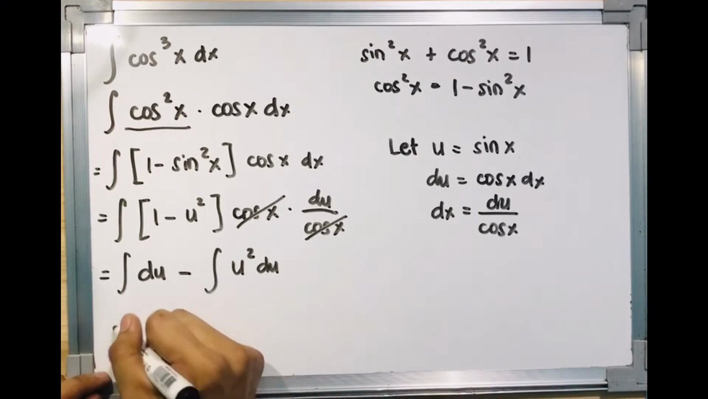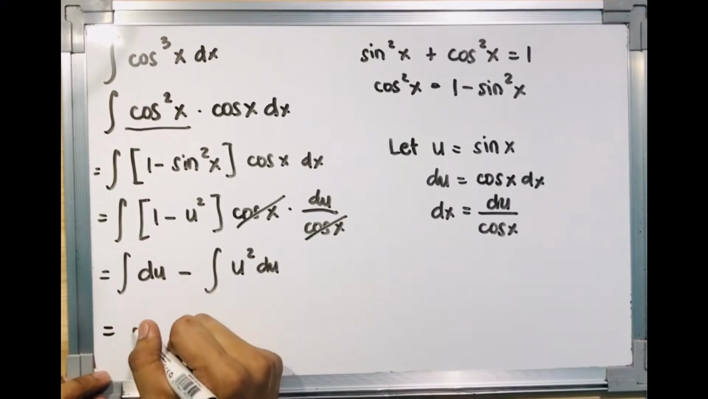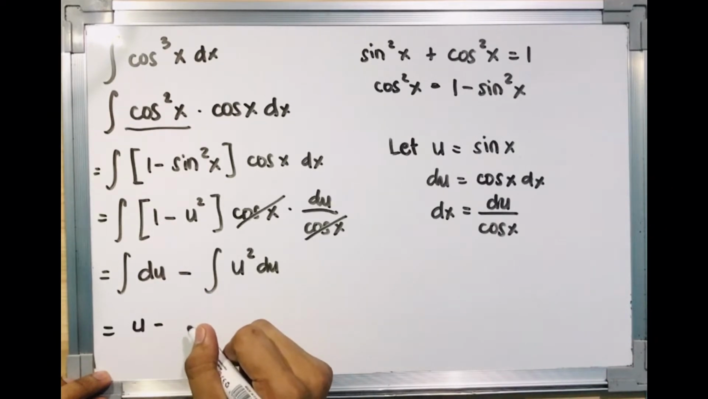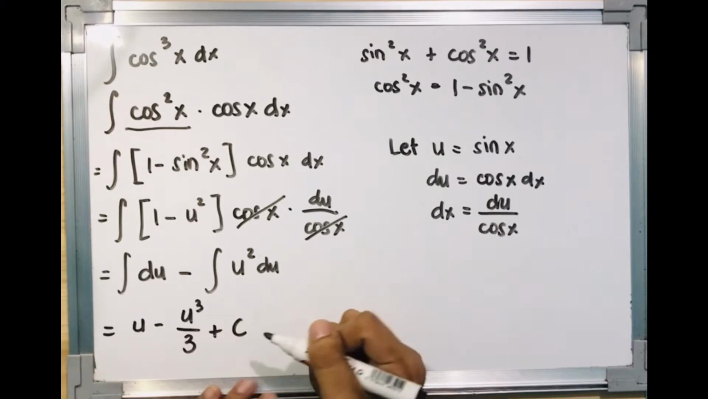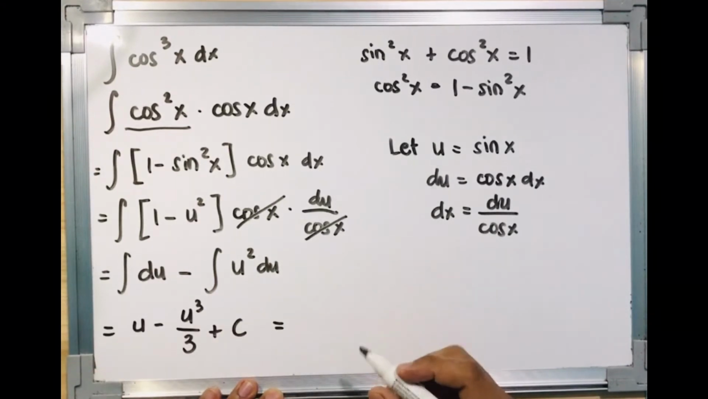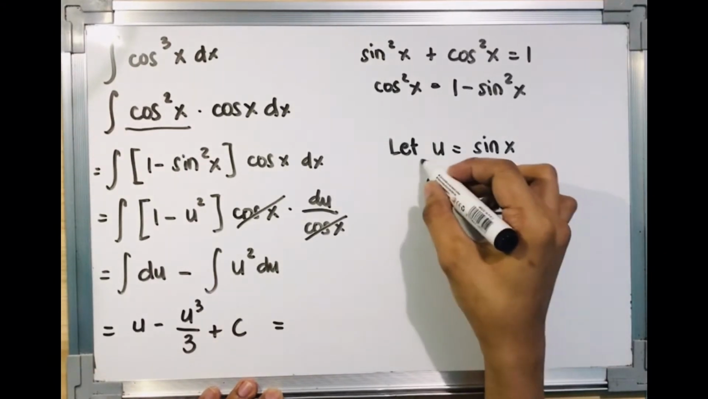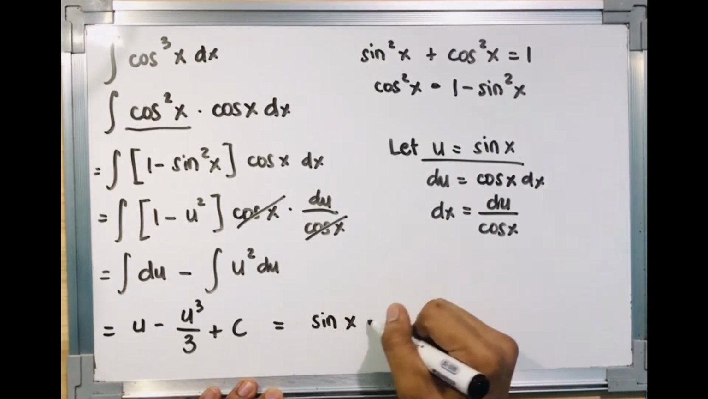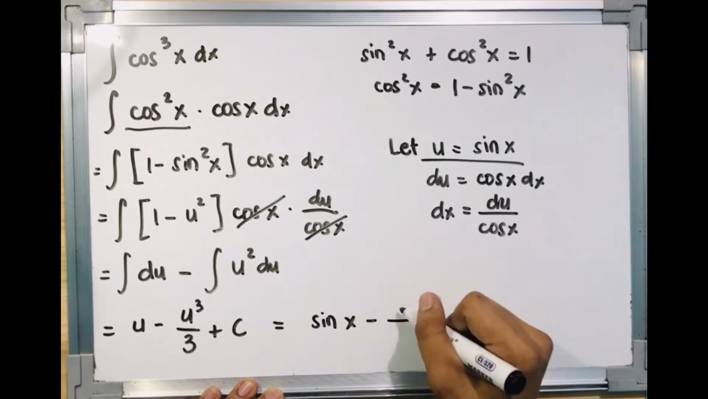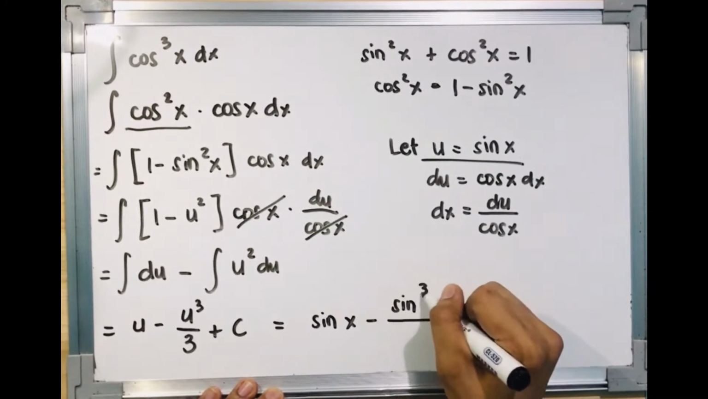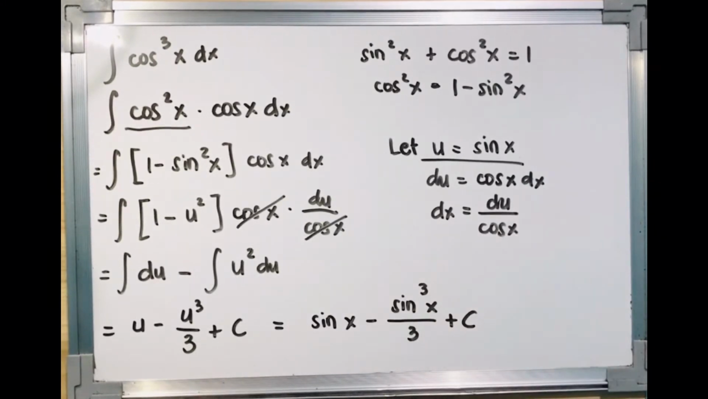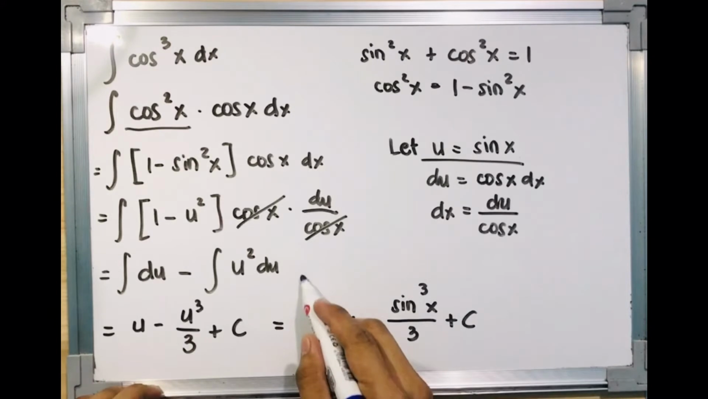And let's integrate. Integral of du, that's u. The integral of u squared, that's u cube over 3 plus c. And my final answer for this problem is equal to, just substitute the value of u, which is sine of x. So sine of x minus sine cube of x over 3 plus c. So this is my final answer for this problem.